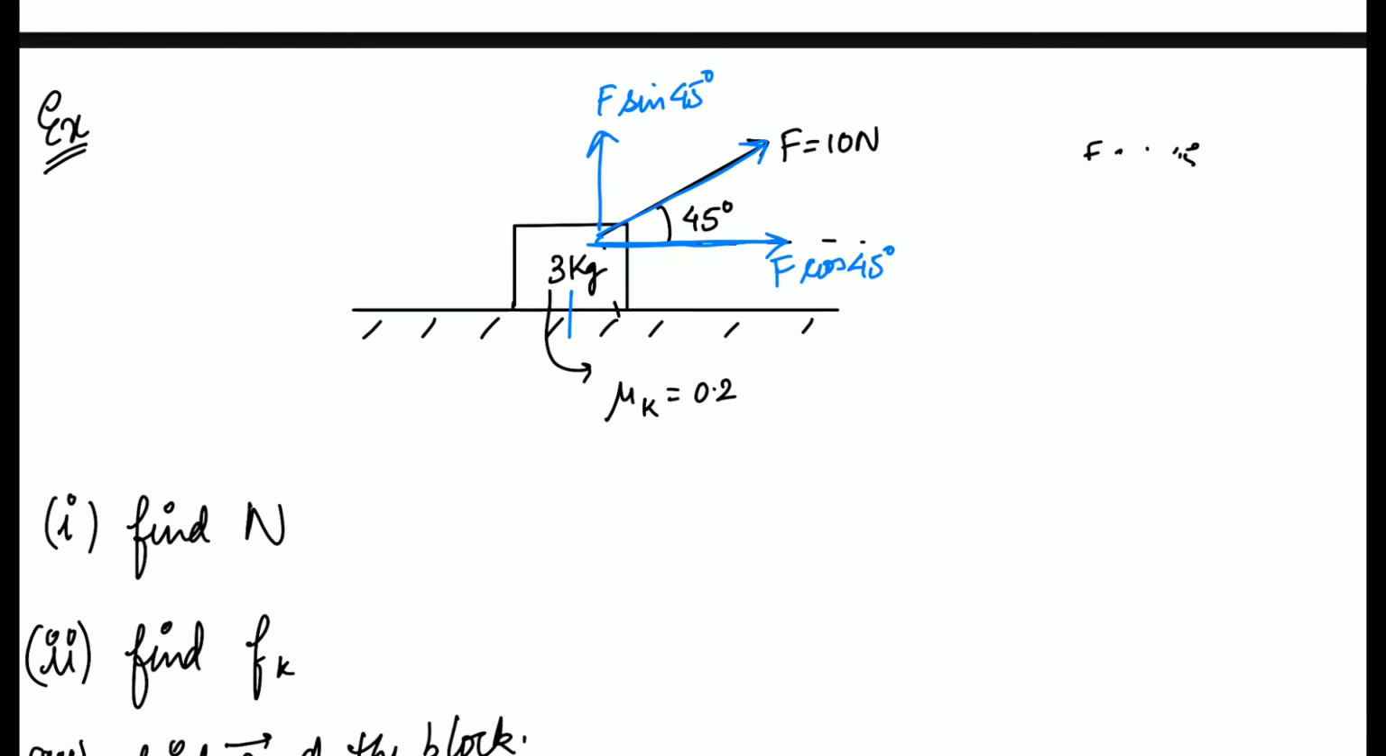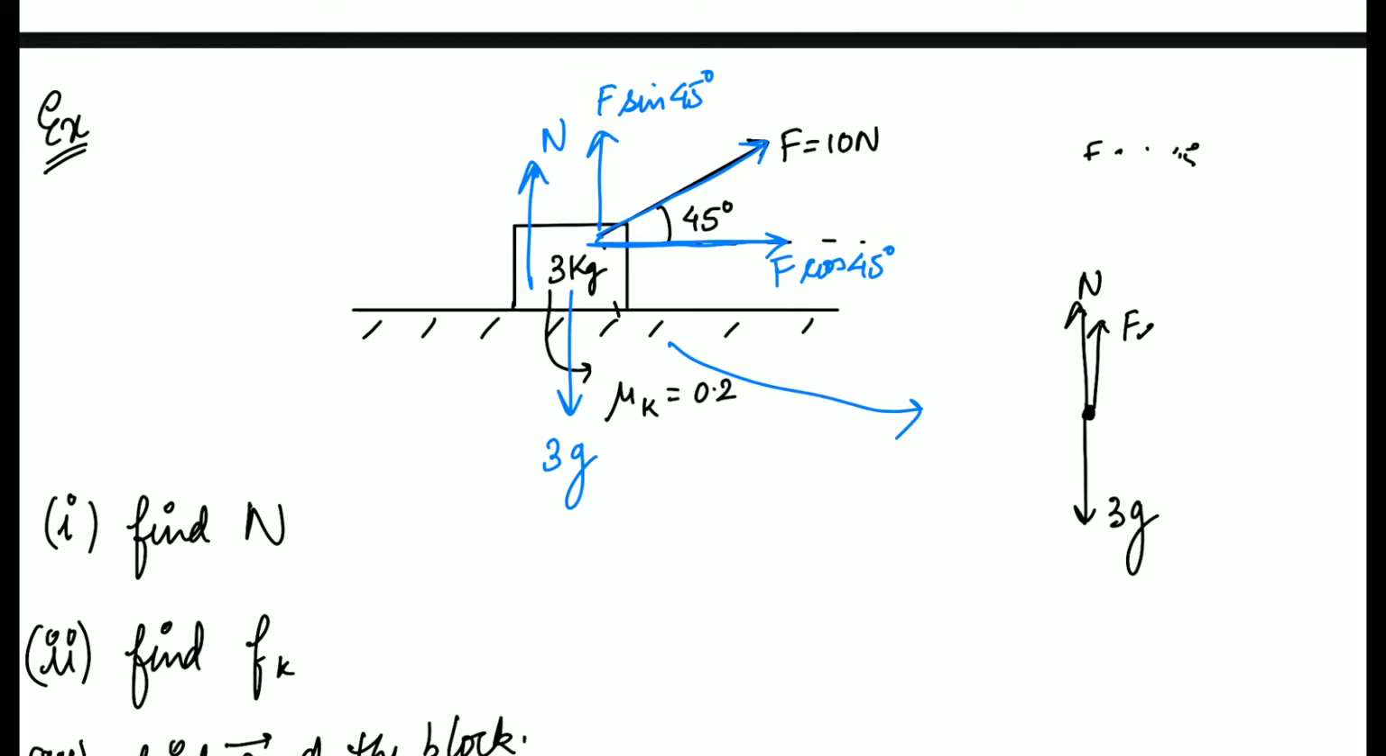The earth will be attracting this with 3 times g, and there will be a normal reaction in response to that. Let me very quickly make the free body diagram here. I will assume my 3 kg mass as point-like, then apply all the forces that are acting on the body. 3g is in the downward direction, normal reaction is in the upward direction. There is F sin 45 in the upward direction, and F cos 45 in the horizontal direction. And you can also see the force of 10 Newton applied.